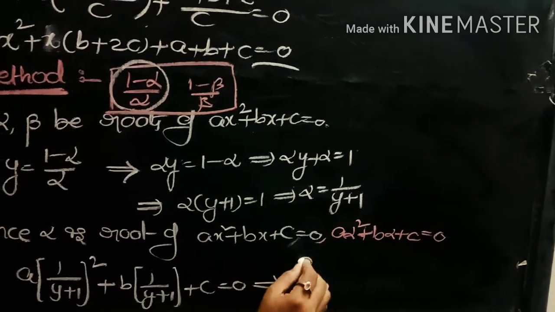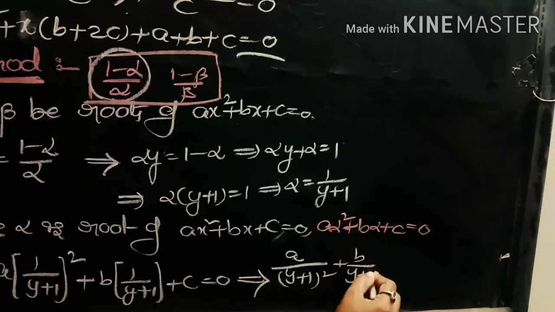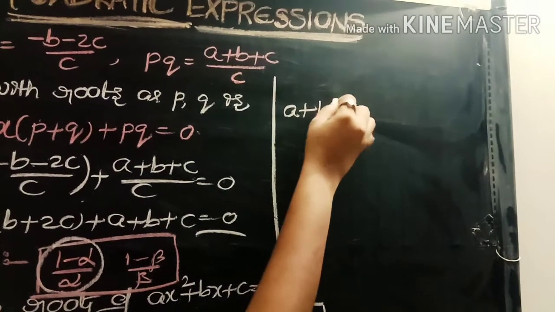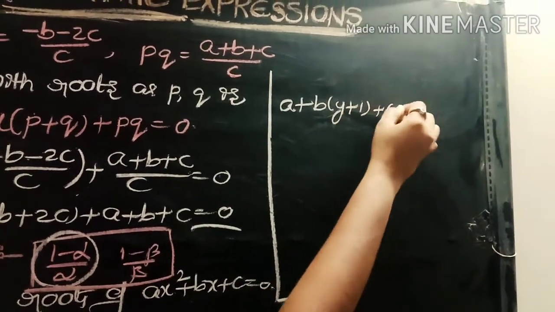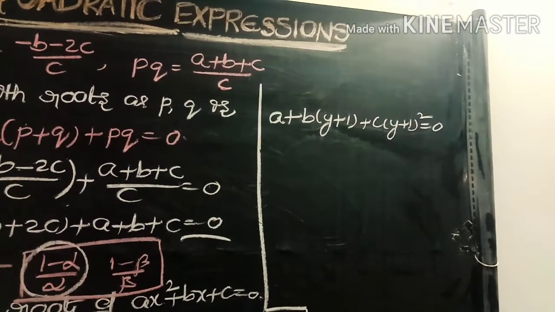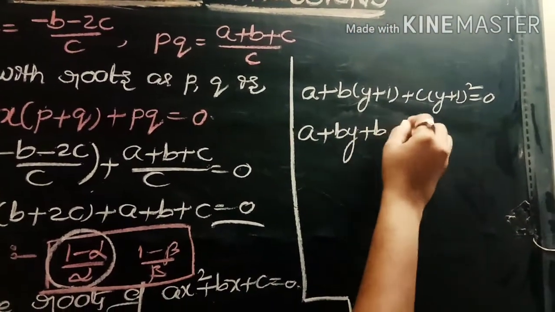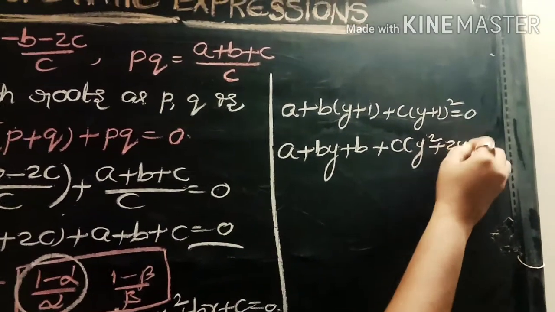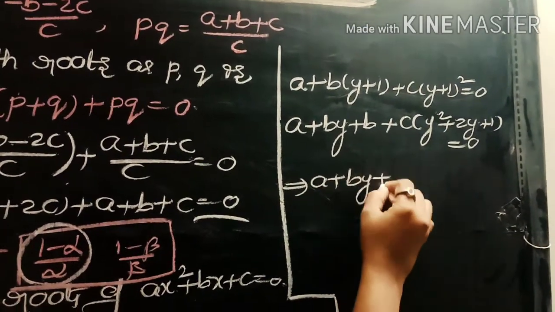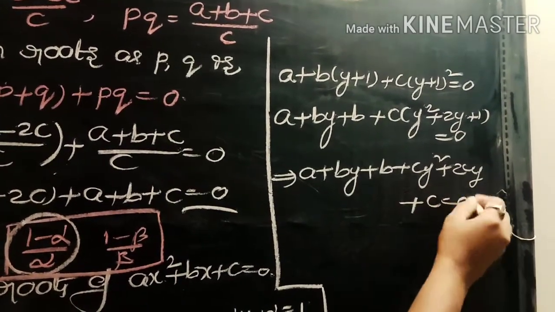Which implies this is a by (y plus 1) whole square plus b by (y plus 1) plus c equal to 0. Now taking (y plus 1) whole square LCM, a plus b into (y plus 1) plus c into (y plus 1) whole square equals to 0. That is a plus b y plus b plus c into (y square plus 2y plus 1) equal to 0. That is a plus b y plus b plus c y square plus 2c y plus c equal to 0.